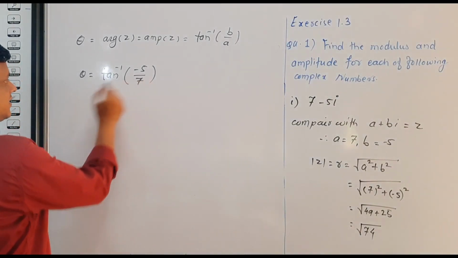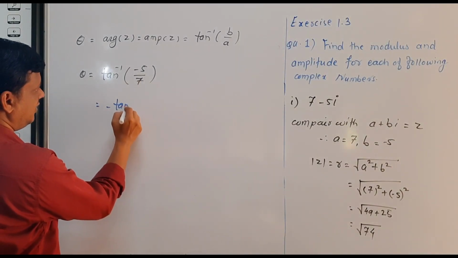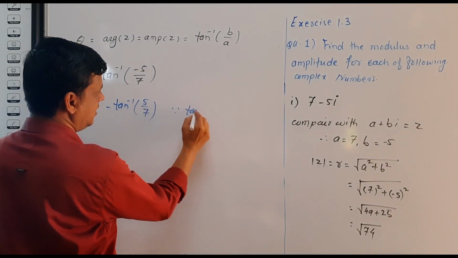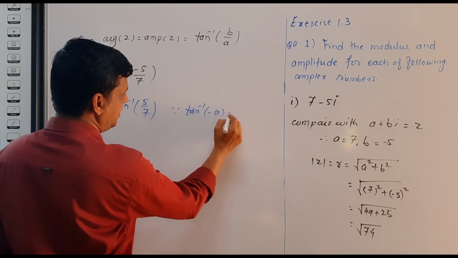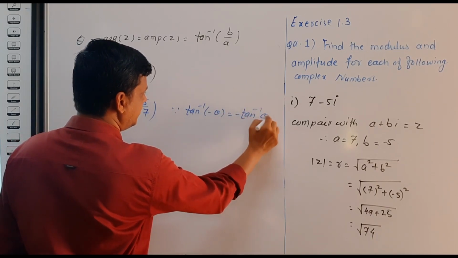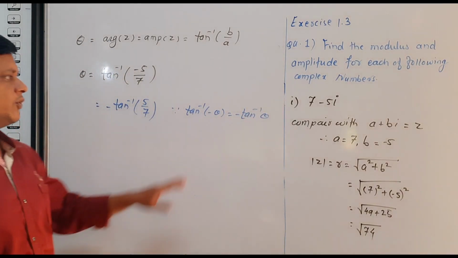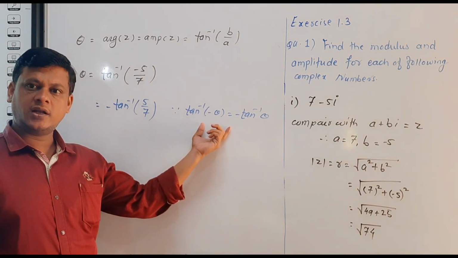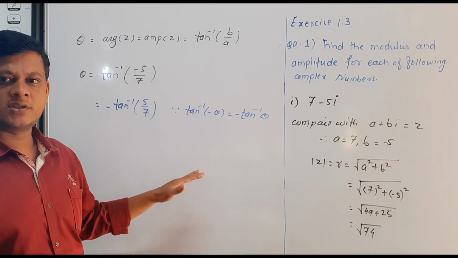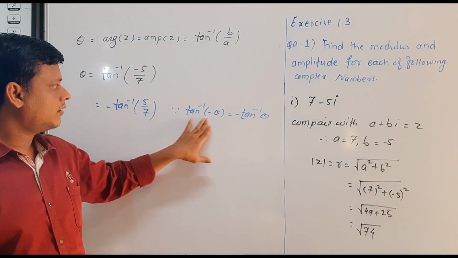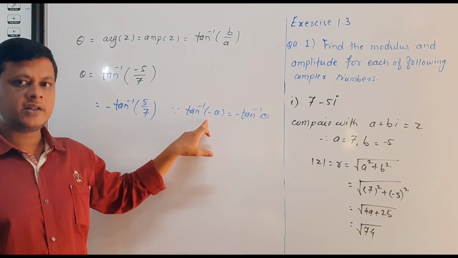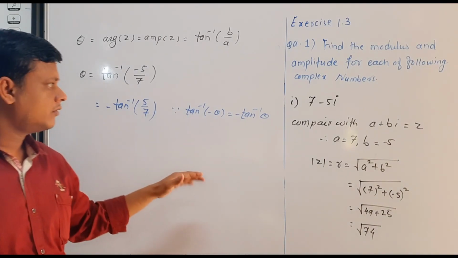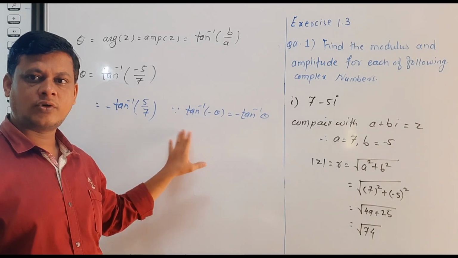Or you can write this as minus tan inverse of 5 by 7, since tan inverse of minus theta is equal to minus tan inverse theta. So using this formula, we will discuss this formula in detail in the trigonometric functions chapter. If you require the proof, you can watch the videos from the trigonometric chapter on the same channel.